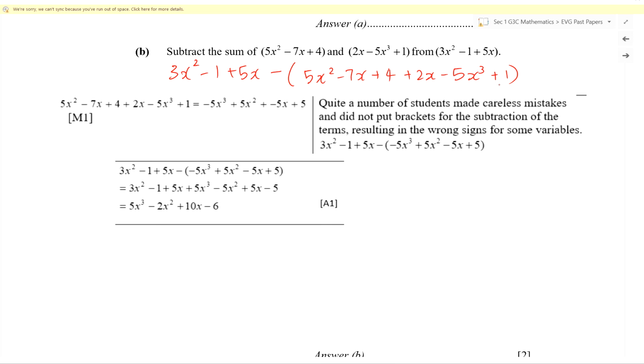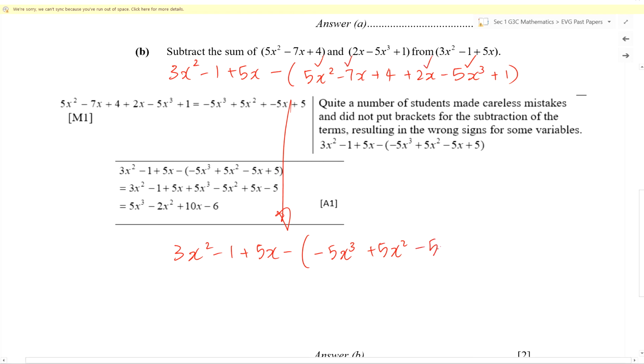So inside the bracket, we can simplify. Negative 5x cubed. I'll just continue at the bottom since there is not much space. 3x squared minus 1 plus 5x. I'm going to take away, inside the bracket, we've got negative 5x cubed. I'm going to start with all the bigger power first. Then I've got x squared plus 5x squared. I'm going to work on the x terms. We've got minus 7x plus 2x. That gives us minus 5x. Then we've got 4 plus 1, which is 5.